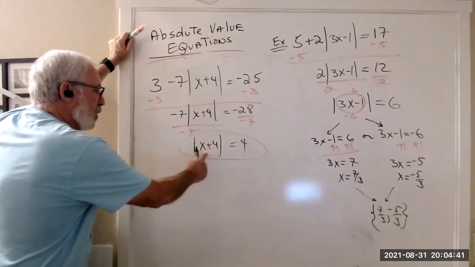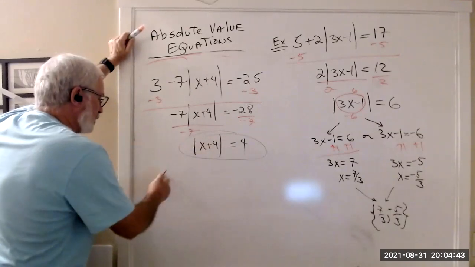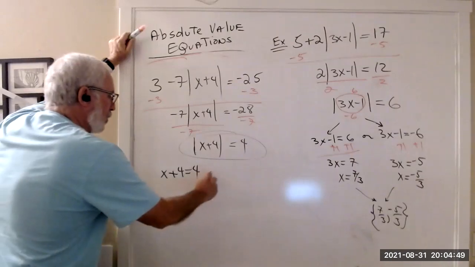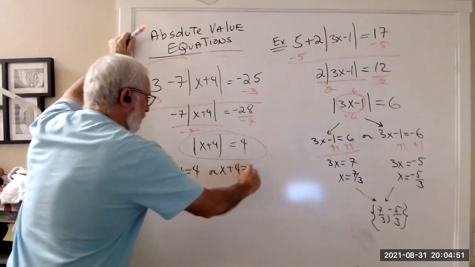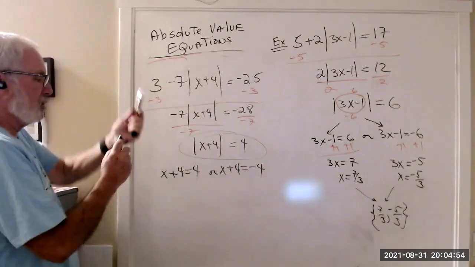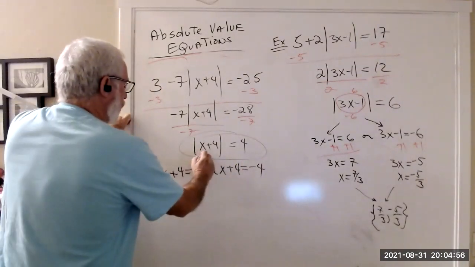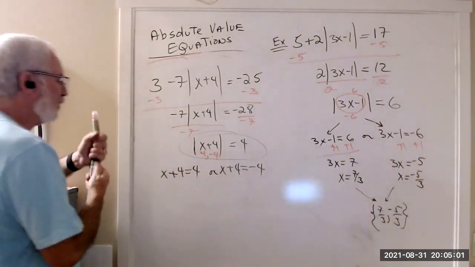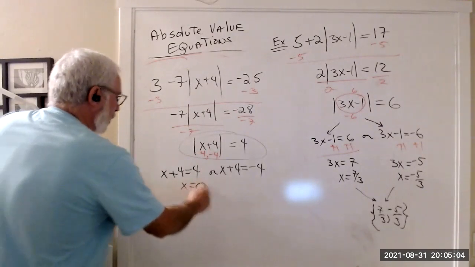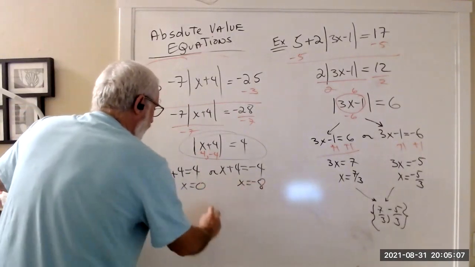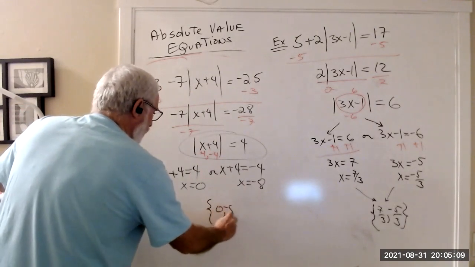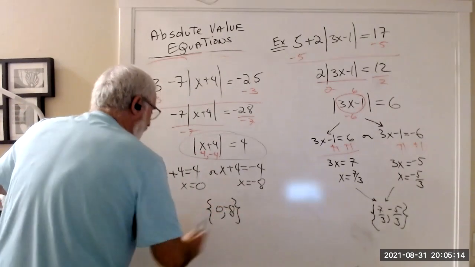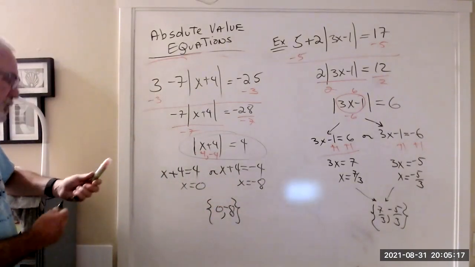We say this quantity could have been worth 4 or negative 4. So x plus 4 could have been worth 4, or x plus 4 could have been worth negative 4. We're not sure. This quantity could have been 4 or negative 4. We don't know. Solve it. Take away 4. X equals 0. X equals negative 8. Solution set 0, negative 8. Now I'm skipping a few steps here and I'll be happy to show them, but those are the answers.